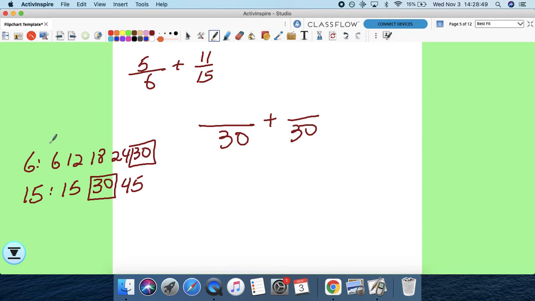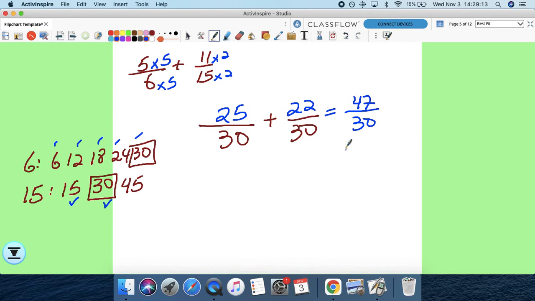6 times what is 30? Times 1, 2, 3, 4, 5. So it's times 5. So on the top, times 5. 5 times 5, 25. What about the 15? 15 times what is 30? 15 times 1, times 2. So here, times 2, and this, times 2. So 11 times 2 is 22. We can add now, and we get 47 over 30, or 1 and 17 over 30. And again, we'll talk about that tomorrow. So right now, this is your answer, or if you simplify.